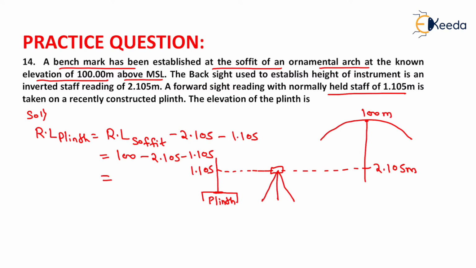So RL of plinth will be equal to 100 minus 2.105 minus 1.105. On solving this, we will get the answer as 96.790 meter. That will be the RL of the plinth. That is all about this numerical. We had determined the elevation of the plinth, which will be equal to 96.790 meter.